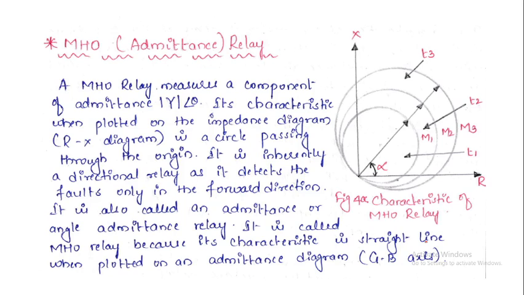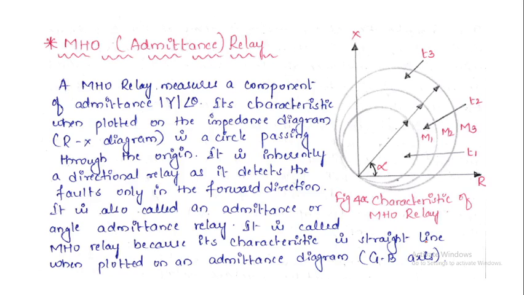Okay, so it is going to measure the faults only in the forward direction. It is also called an admittance or an angle admittance relay. Another name for these relays is an admittance relay or an angle admittance relay, because here it is operating with respect to the angle. It is called a Mho relay because its characteristic is a straight line when plotted on an admittance diagram.